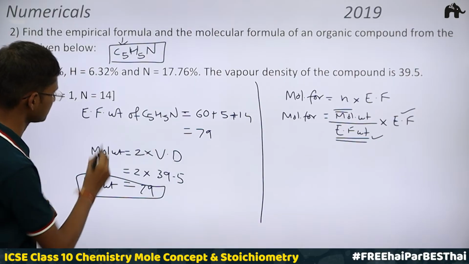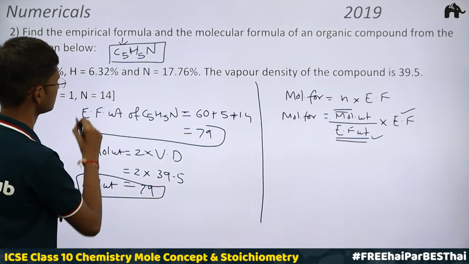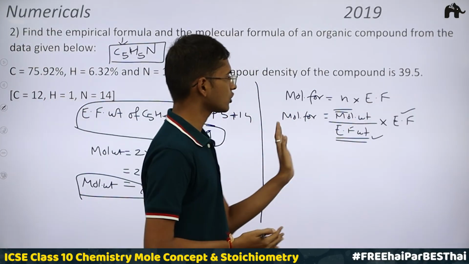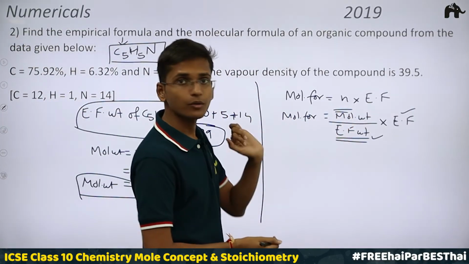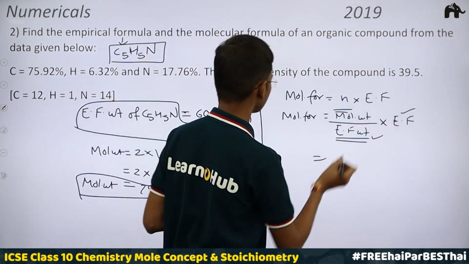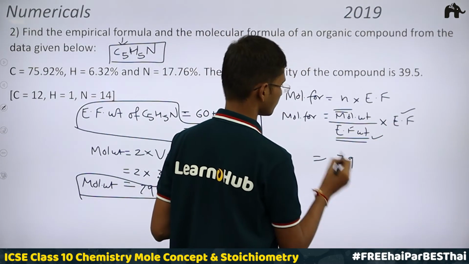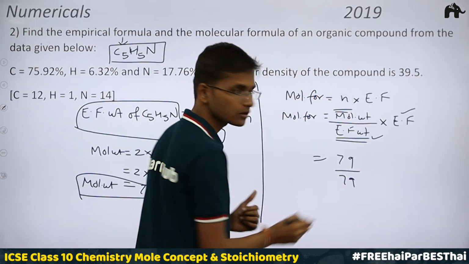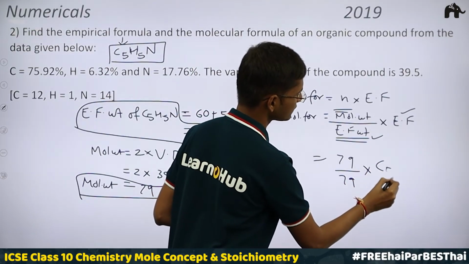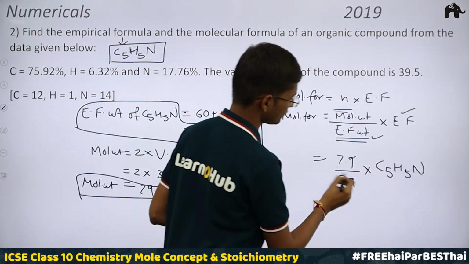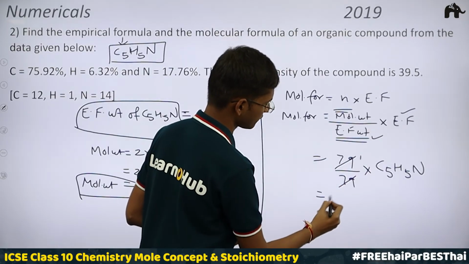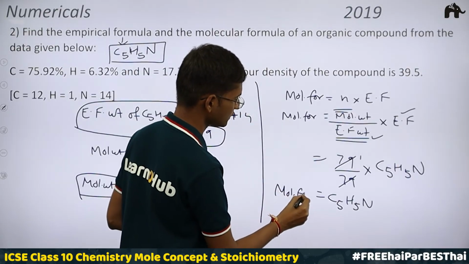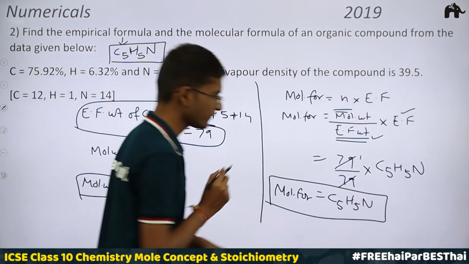Now what we have to do is simply put the values and solve the question. Molecular formula is equal to N into empirical formula. Molecular formula is equal to molecular weight upon empirical formula weight into empirical formula. Molecular weight is 79, empirical formula weight is 79, into empirical formula C5H5N, so it is 1. So 1 into C5H5N is C5H5N. So molecular formula is also the same as empirical formula, C5H5N.